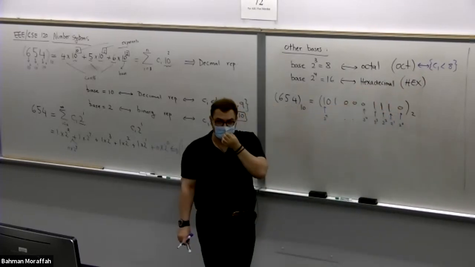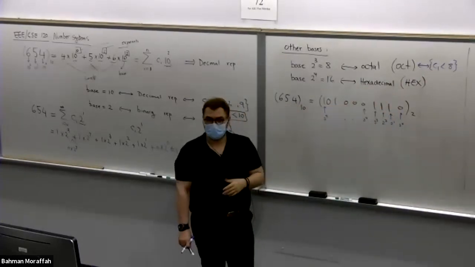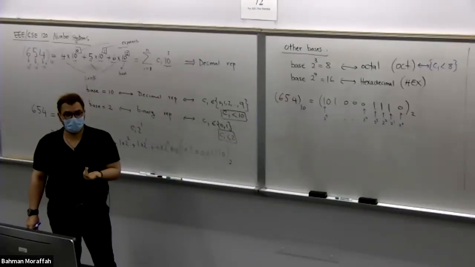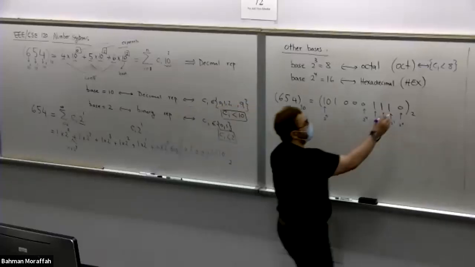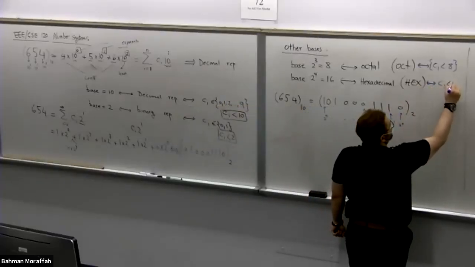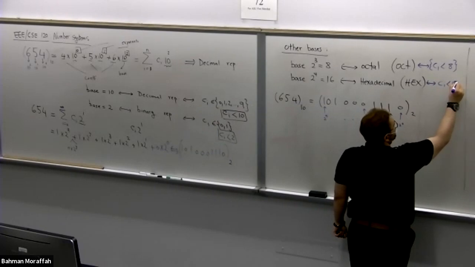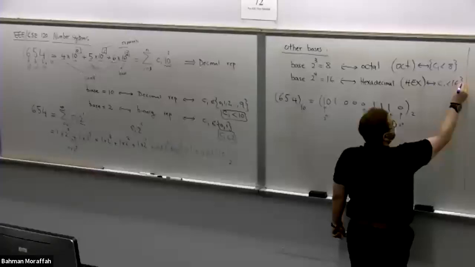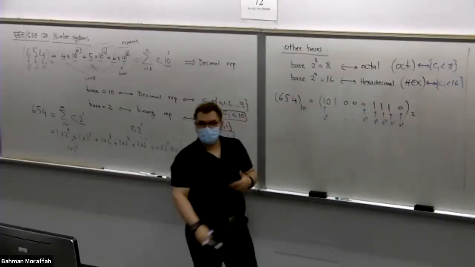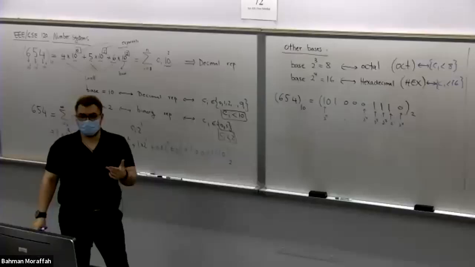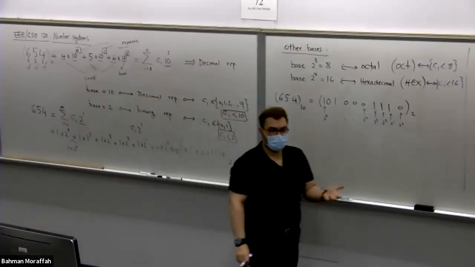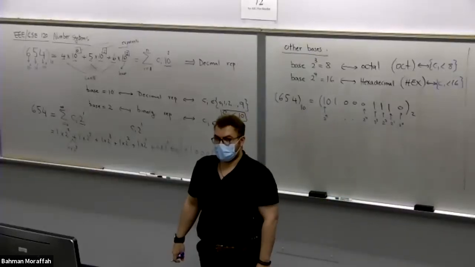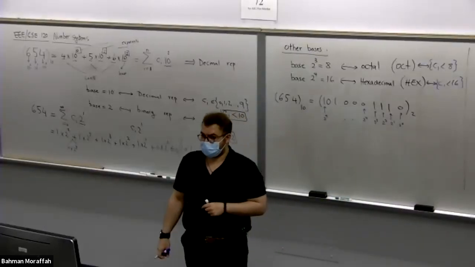How about hexa? What's the range for the coefficient there? Exactly, 0 to 15. But how can we actually show it? How can I show, for example, 12? I cannot write 12, right? So we come up with a notation.